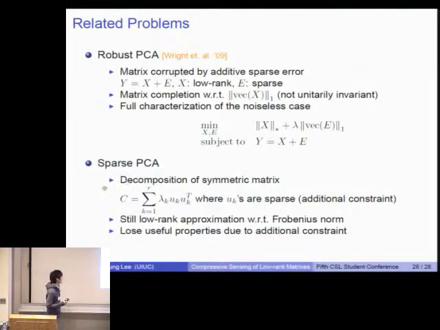Another variation is sparse PCA. It's decomposing a symmetric matrix like eigenvalue decomposition, but there is another constraint on the eigenvector. Eigenvectors should be sparse. Although we are still using low-rank approximation with respect to Frobenius norm, we are working in Hilbert space. But because we have added one more constraint, some peculiar constraint, the problem becomes extremely difficult, and there is limited theory about this problem. So that's it.